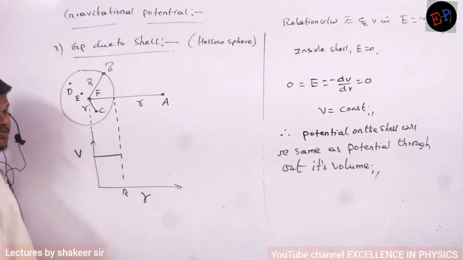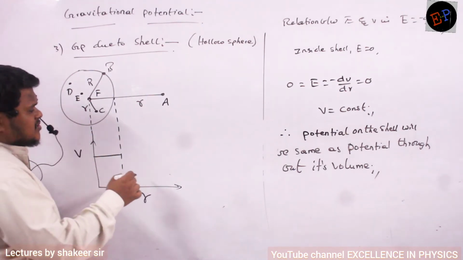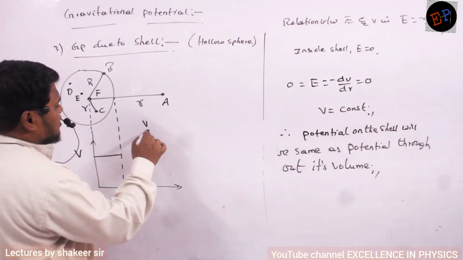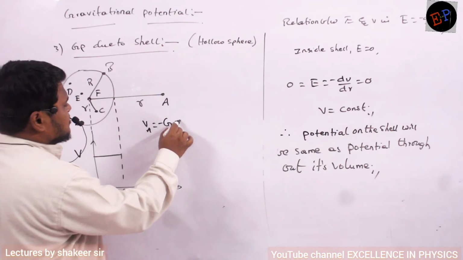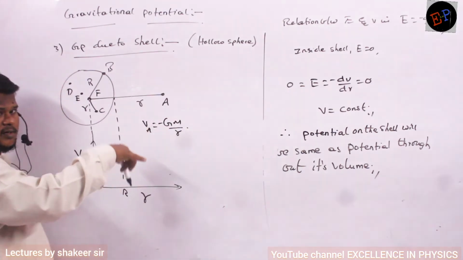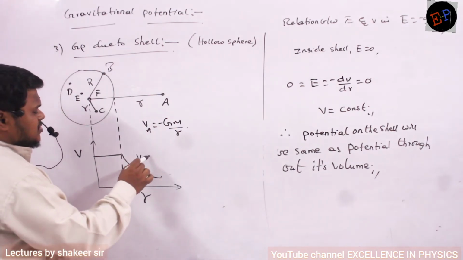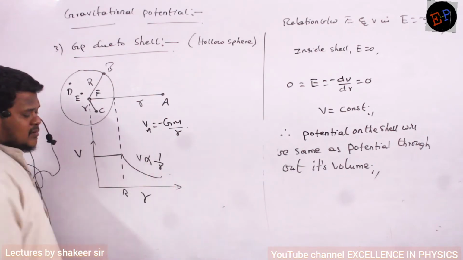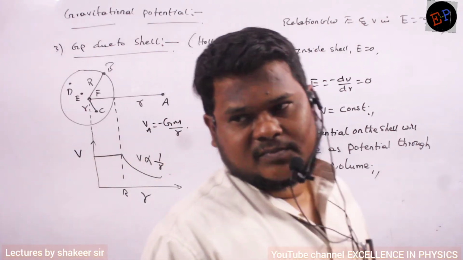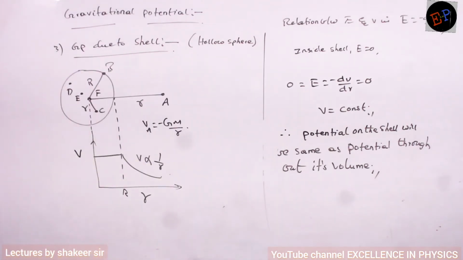This is the position capital R, the surface. And from the surface, what is happening? For external points, it is minus GM divided by r. It means as the distance increases, potential decreases. So the graph will be like this. Why? Because potential is directly proportional to 1 by r, or inversely proportional to r. It is not a straight line; it comes as an inverted graph.